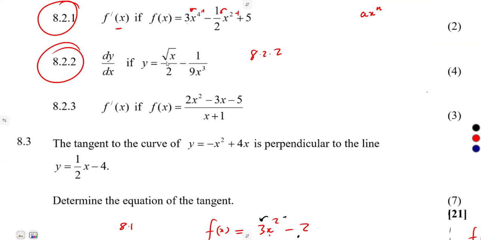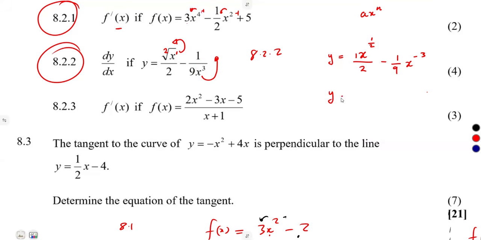There is a square root there. So y is equal to, remember, square root, there's a 2, and this is 1, so it's x to the exponent of 1 over 2, over 2. This is same as 1 over 2. What about this? It is in the denominator. Let us take it up. It's going to be a negative exponent. So it's going to be negative 1 over 9, x to the exponent of negative 3. So you have to get rid of this in the denominator.